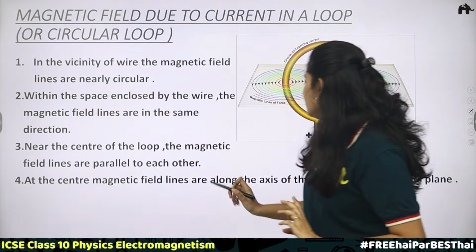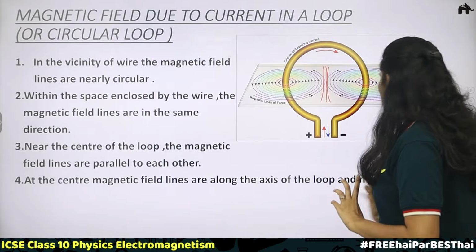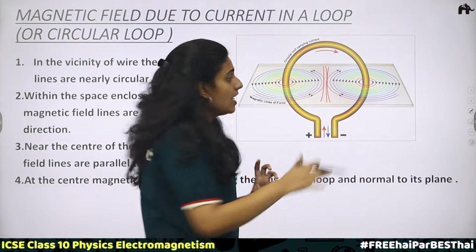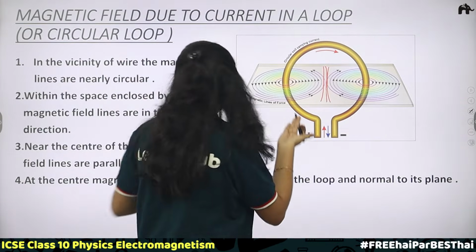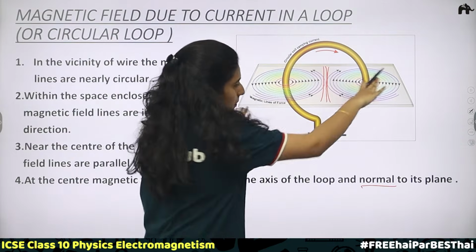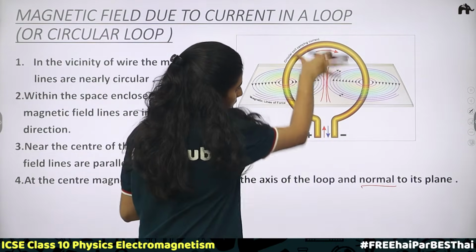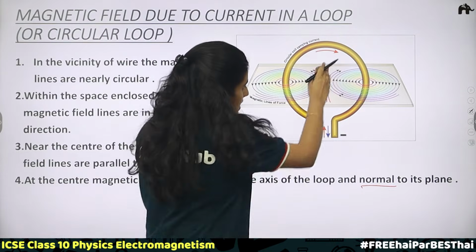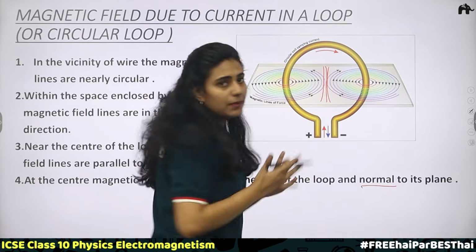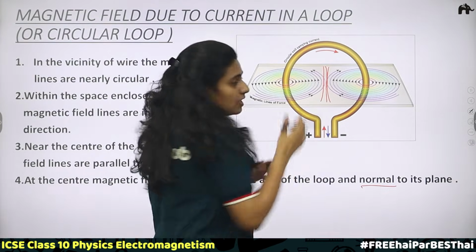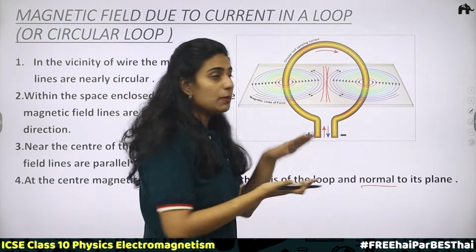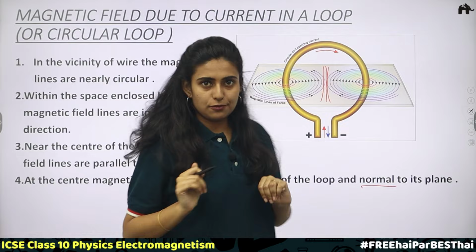At the center, magnetic field lines are along the axis of the loop and normal to its plane. So this is the axis of the loop. At the center, the field will be along the axis of the loop and perpendicular or normal to its plane. Plane, this is your cardboard plane, the plane in which you have the circular loop. When you take a 3D image, you can see that the axis and the plane in which the loop lies will be perpendicular or normal to each other. So these are the four points.